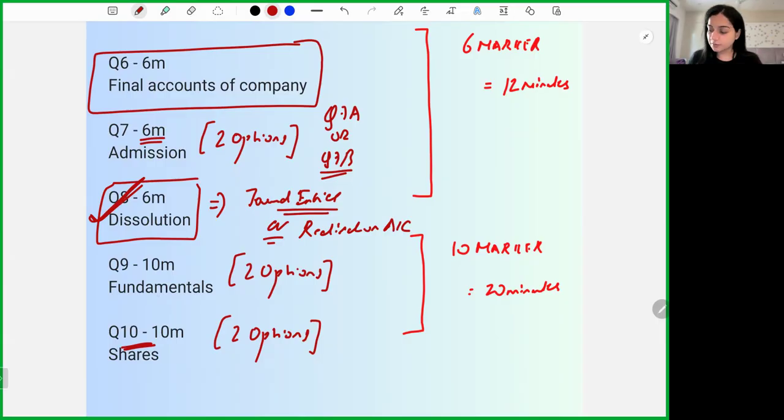Next we have Fundamentals. 10 marks. Very, very important chapter. You have two options here: Question 9A, Question 9B. From the past 2 or 3 years, the target in Fundamentals has been on journal entry, adjusting entry, closing entry for each one of them. Okay. So please, please, please be very particular on knowing how to make the journal.